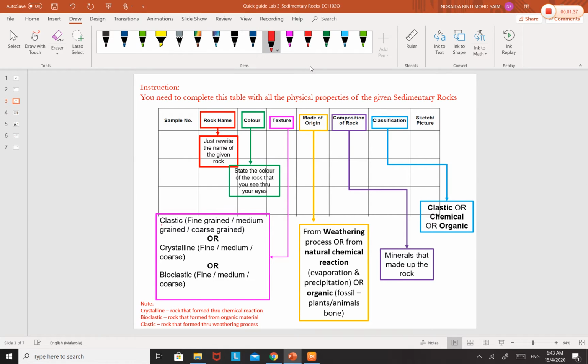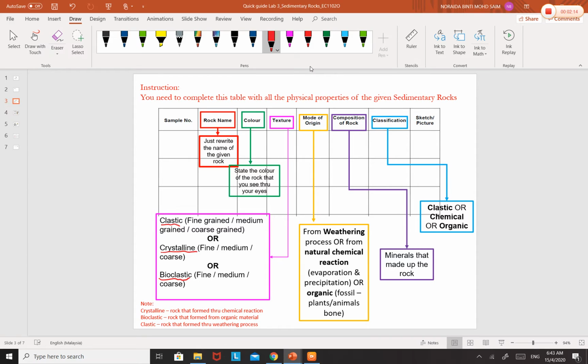For the texture, whether you write clastic together with the grain size, clastic, fine grain or medium grain or coarse grain, ataupun tekstur dia jenis crystalline, fine, medium ataupun coarse, dia punya particle size, or bioclastic, sama ada the particle size is fine or medium or coarse. Okay, crystalline, what is the crystalline rock? That form through chemical reaction. Bioclastic, that form from organic material. And clastic, that form through the weathering process. So the next slide nanti I will show you.